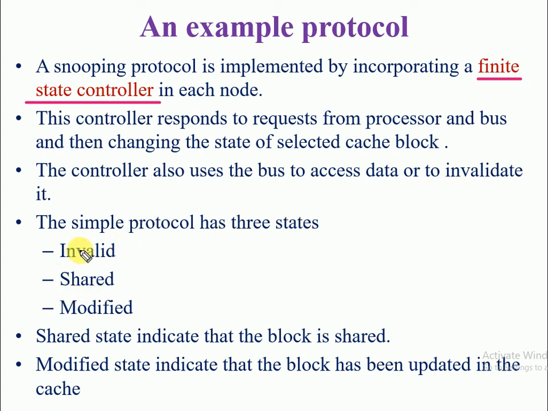All things are already mentioned. So it will have three states. One is the invalid state, the second one is the shared state, and the third is the modified state. So it is the transition between these three states. That is why it is called a finite state controller. Shared state indicates that the block is shared, and modified state indicates that the data is being updated in the cache.